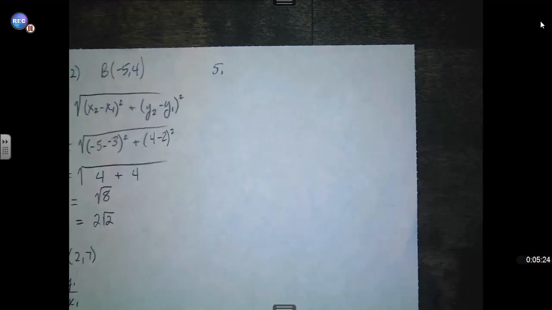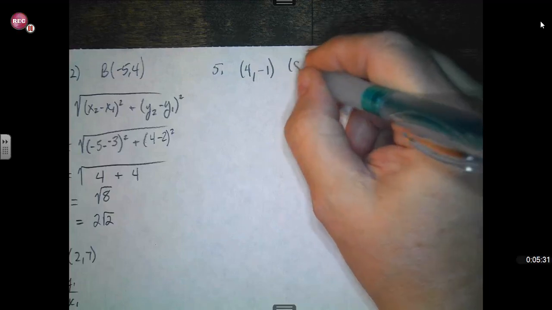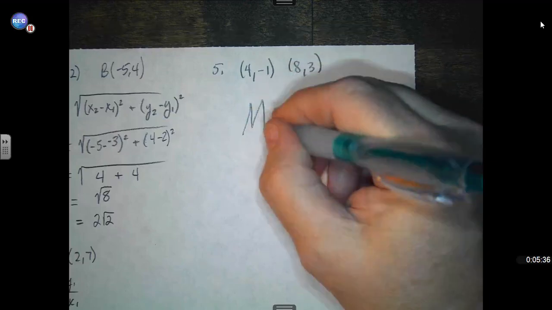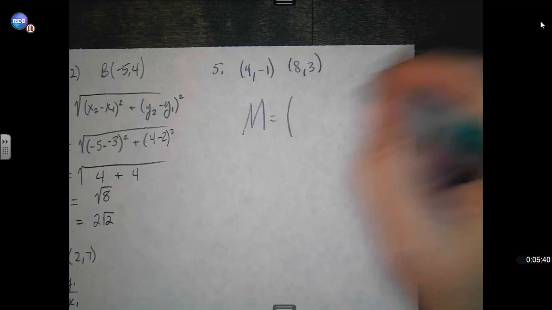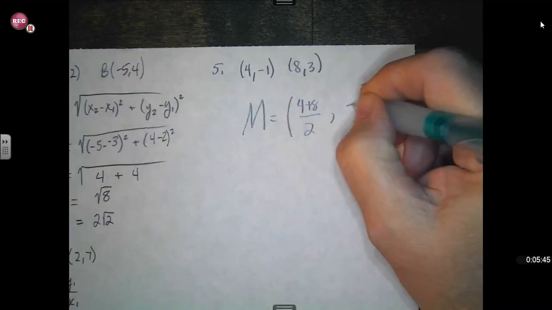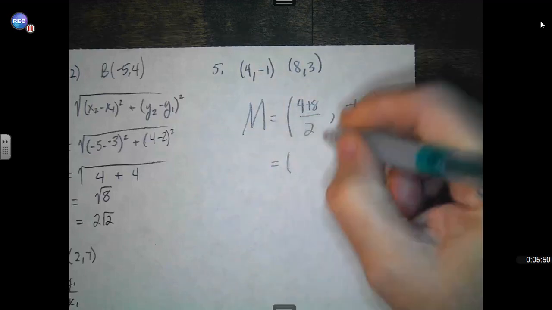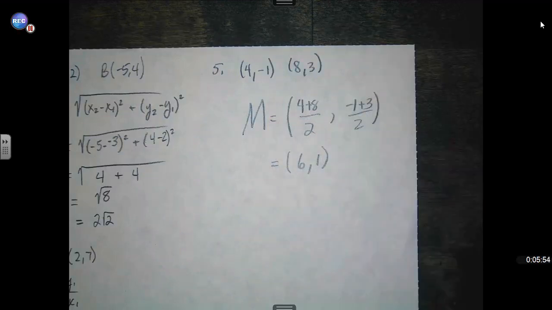Okay, number 5. A is 4, -1, and B is 8, 3, and we're supposed to find the midpoint. So midpoint, it's like find the average between the 2 points. We take 4 plus 8 and divide by 2. We take -1 plus 3 and divide by 2. And when I simplify that, I get 6, 1. So the midpoint is at 6, 1.